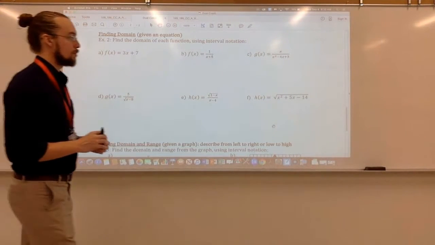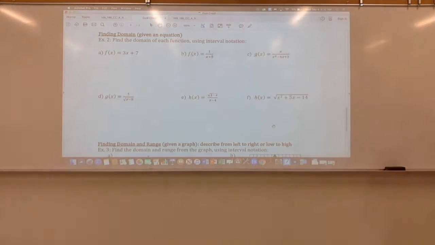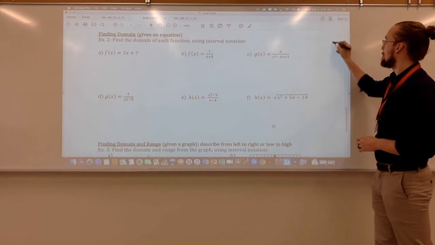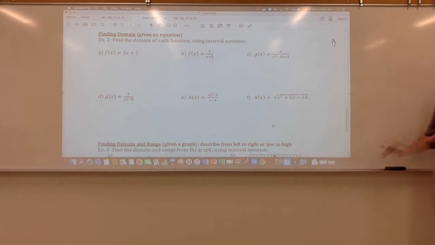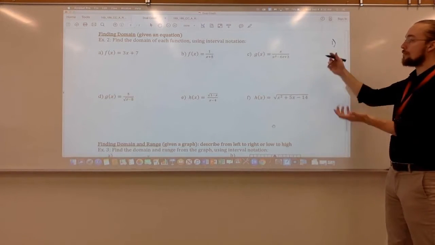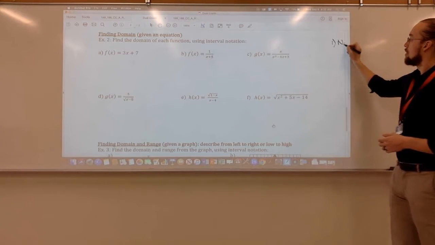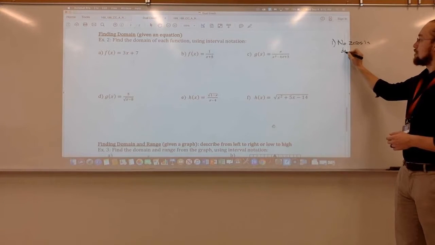All right, I think we left off on F. We skipped to F, right? We were looking at two possibilities that would create domain restrictions. The first one was we can't have a 0 in the denominator. So no zeros in the denominator.